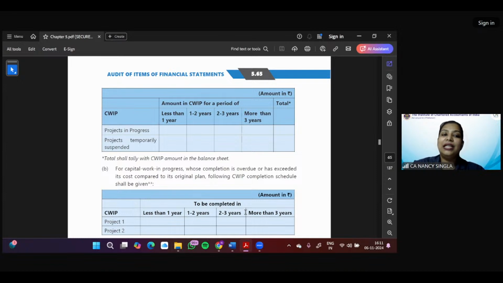See, just consider now, let's say any project was suspended temporarily in the COVID period, and it is still suspended. Then the funds are blocked now. It is more than 3 years. So now the company itself is required to disclose that our funds are blocked in so and so project. And the shareholders can now take informed decisions that our money is blocked here. So I hope you are able to understand the relevance of such disclosure requirements.